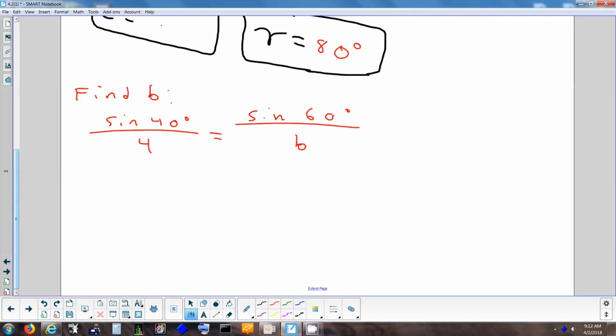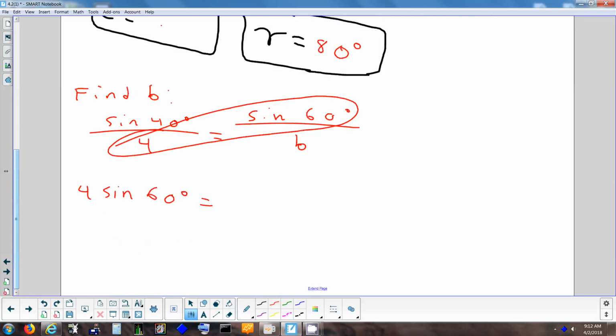And notice 3 out of 4 of the spots are all numbers, so we'll just cross multiply. Get b by itself, then we use our calculator. So you've got 4 sine 60. Don't even do out 4 sine 60, just leave it like that. We will do it out at the very end. And b sine 40. Okay, any questions up to that stuff?